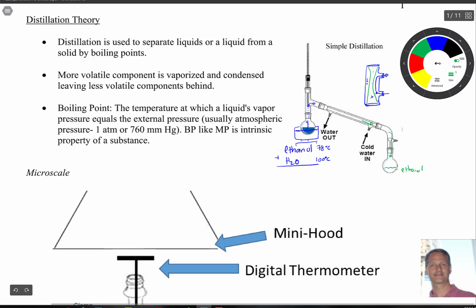It's not perfect because it turns out that you can't get 100% ethanol. There's other problems that are there, but you definitely are more enriched in the lower boiling point compound as you proceed with your distillation.